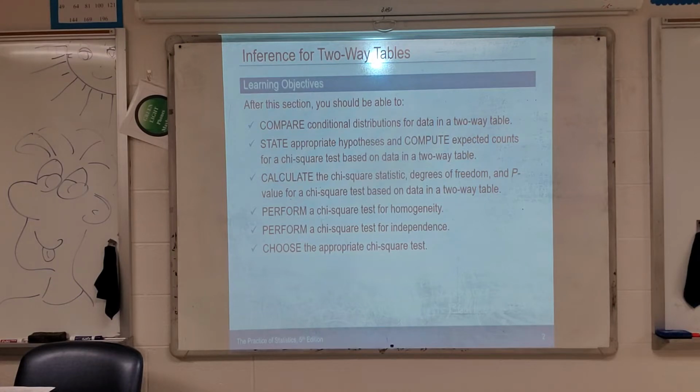We're also going to state appropriate hypotheses and compute expected counts for a chi-squared test based on data in a two-way table. It's a little different, and a little more complicated, than when we have just one categorical variable. We're also going to calculate the chi-squared statistic, degrees of freedom, and p-value for a chi-squared test based on data in a two-way table. There are two chi-squared tests we can perform here: a test for homogeneity and a test for independence. Then we choose the appropriate chi-squared test, depending on the situation.